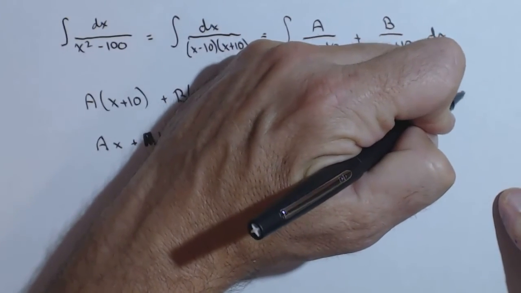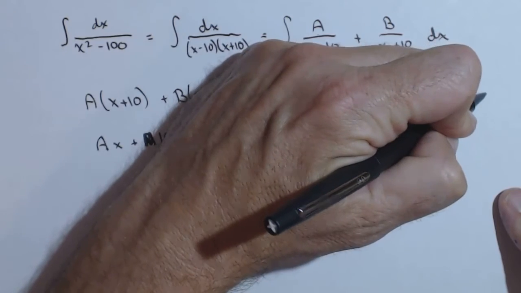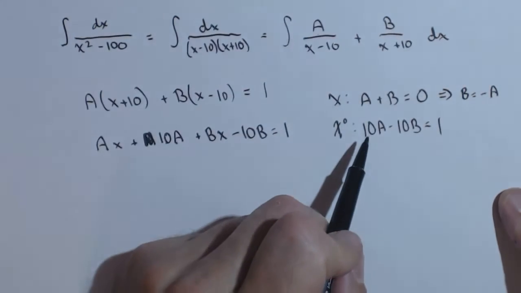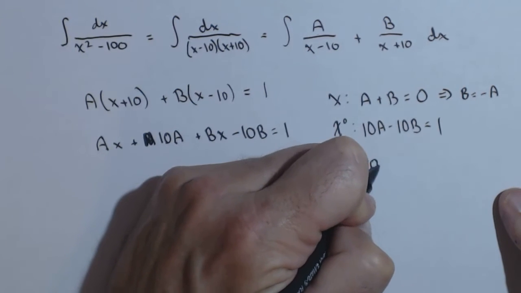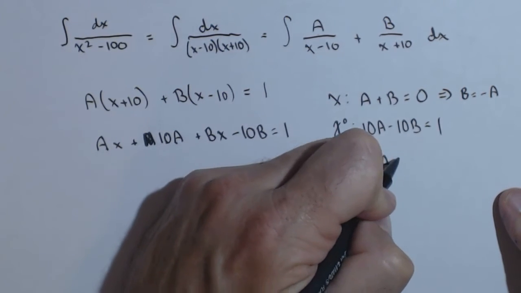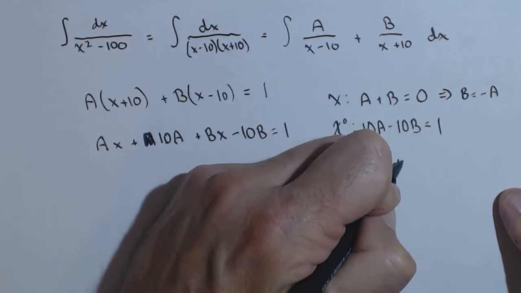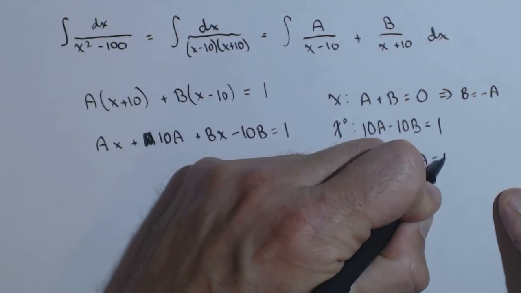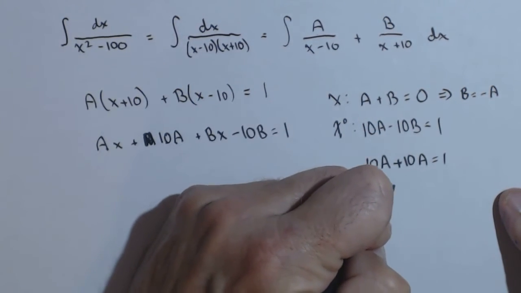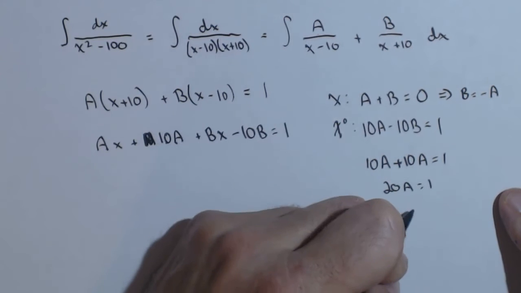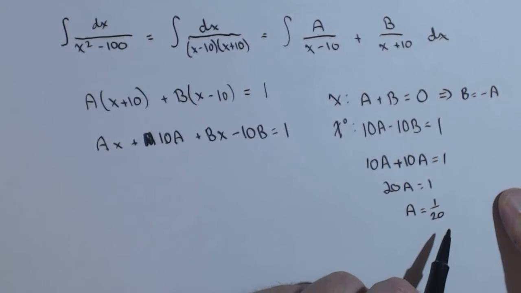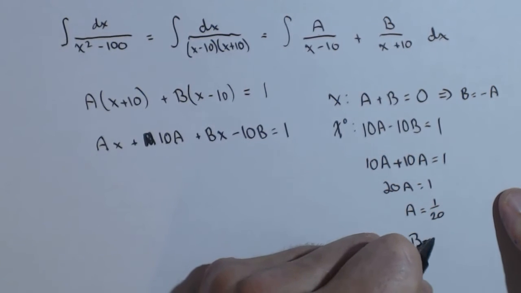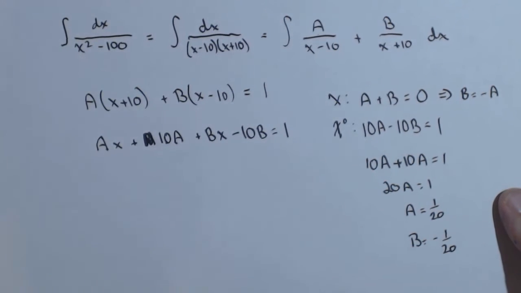This one works out real nice because B equals negative A, or A equals negative B, depending on how you want to do it. So we get 10A plus 10A equals 1, or 20A equals 1, A equals 1/20th, which means B equals negative 1/20th.